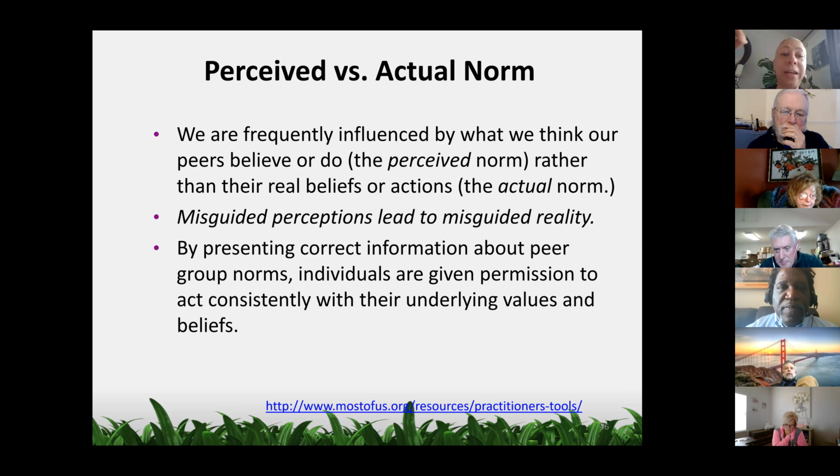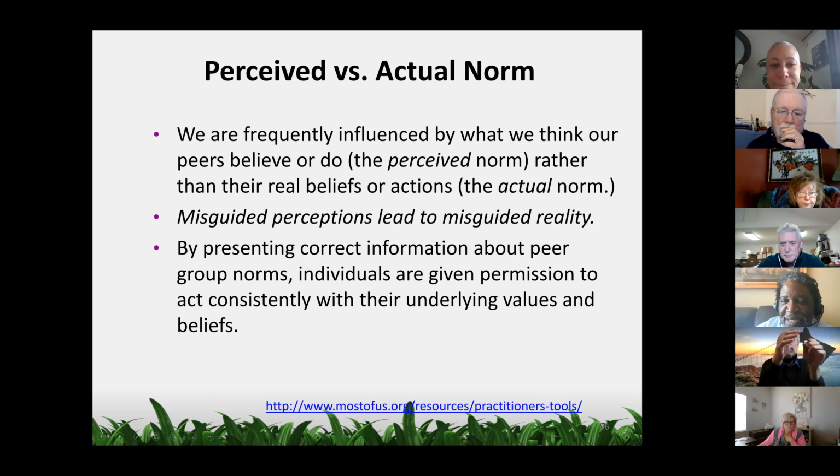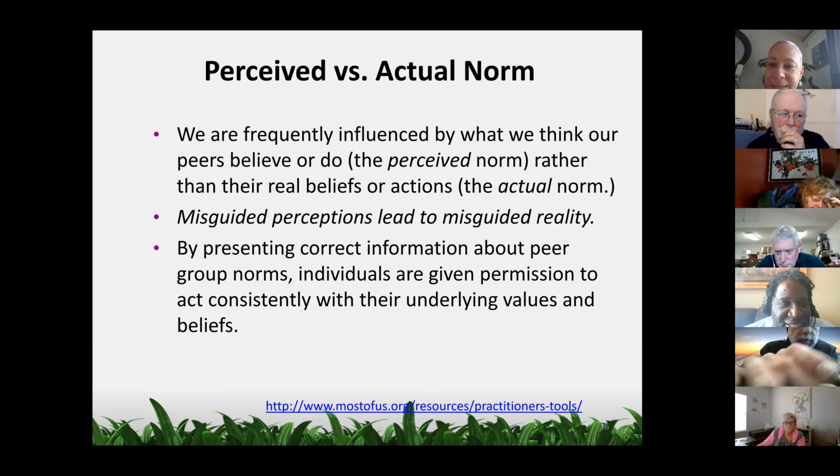By presenting correct information about peer group norms, individuals are given permission to act consistently with their underlying values and beliefs. Now, can you think of an example of that in everyday use? Anybody, start typing in the chat. Examples of presenting correct information about individuals and giving permission to act consistently with their underlying values. Let me see, I see fingers going.